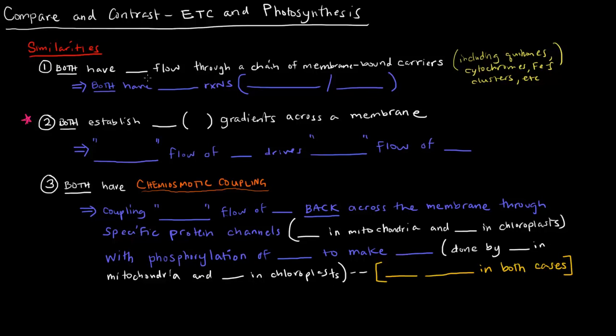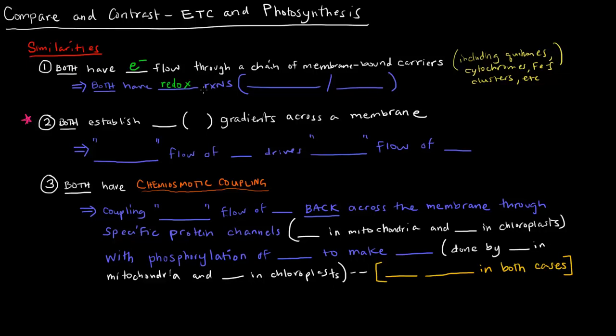In this video, I want to talk about the similarities and differences between the electron transport chain and the photosynthetic light reaction specifically. They have some similarities, some things in common. Both of them have electron flow, and this electron flow is through a chain of membrane-bound carriers that includes the quinones, cytochromes, iron-sulfur clusters, etc.